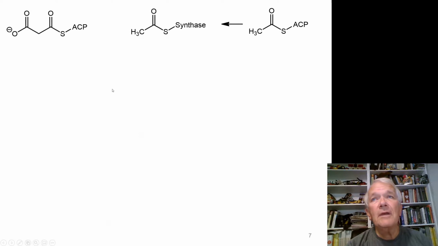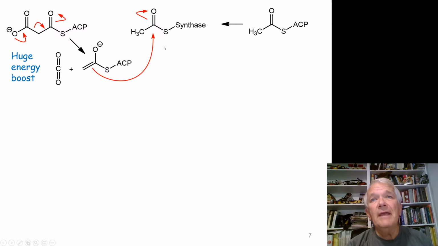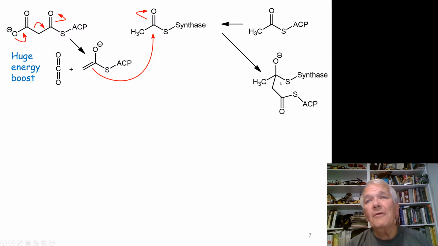Okay, so how does this work? Well, here's our malonyl system. There's the acyl group. The first thing is basically just a decarboxylation, and this very readily forms an enolate, and it gives you a big energy kick. This enolate comes and attacks the carbonyl, and you get a big energy boost from that CO2, and you form a very classic tetrahedral intermediate over here. And this is all, of course, attached to this synthase enzyme.